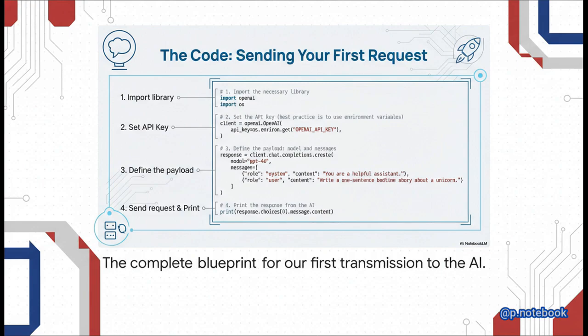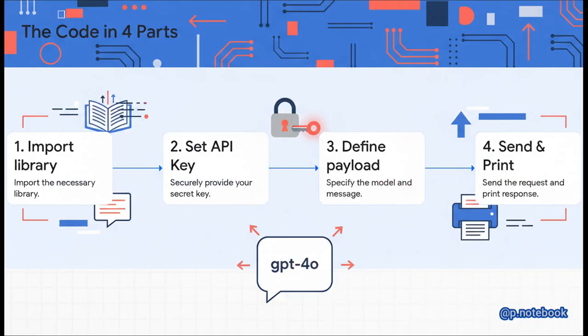And we're going to break it down line by line right now. See, this whole thing really just boils down to 4 parts. Step 1, we import the libraries we need. Step 2, we securely set our API key. Step 3, and this is the real heart of it, we define the payload. That just means we tell the API which model we want to use, like GPT-4o, and what message we actually want to send. And finally, step 4, we send the request off into the world and print whatever comes back.